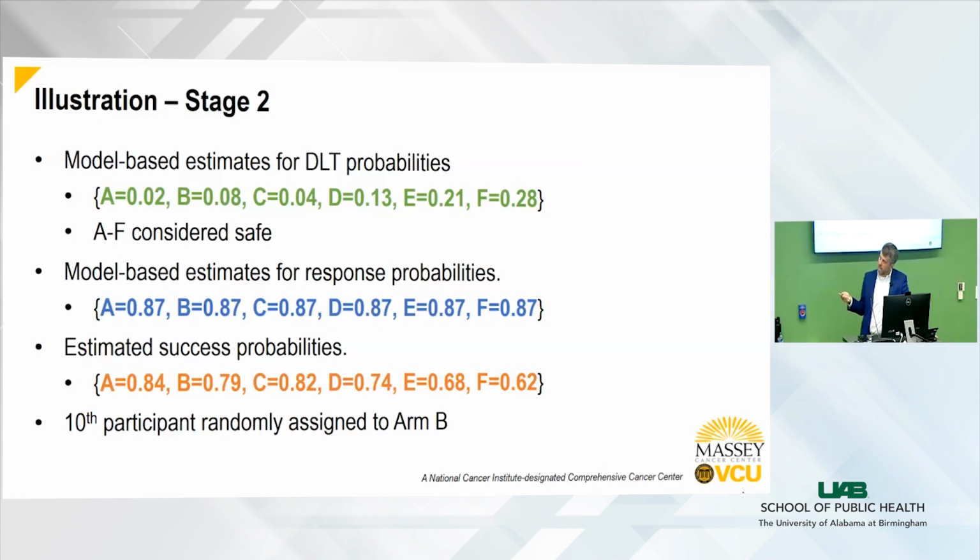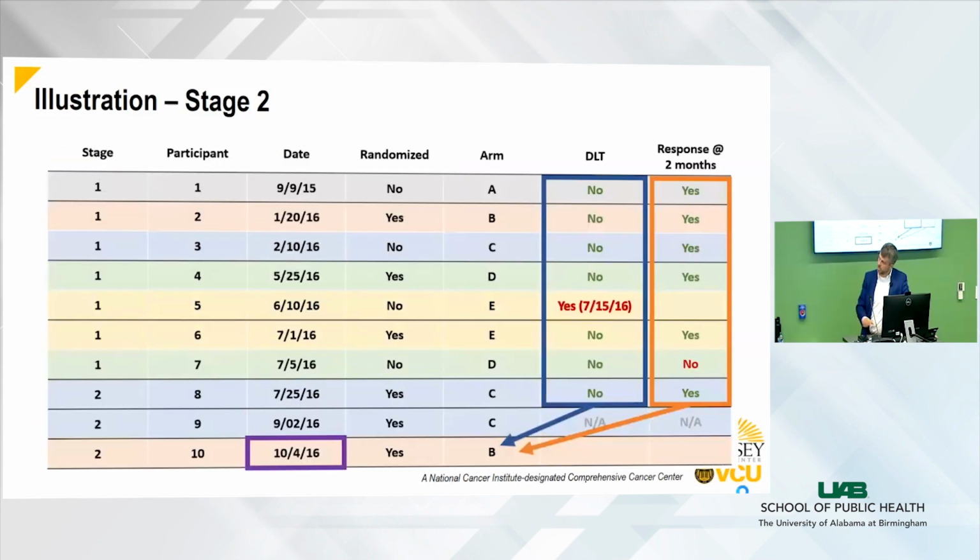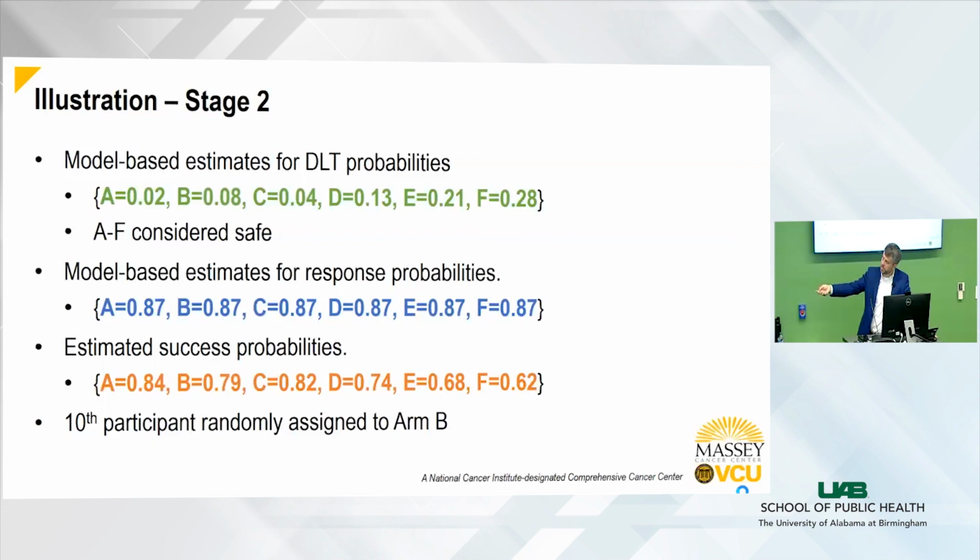This is higher than 25%, but the confidence interval lower bound was not, obviously. So A through F are deemed safe. Model-based estimates for response probabilities: using all of the efficacy data as responses led every dose to be the same in terms of efficacy. So the success probabilities are just the blues times 1 minus the green, and I get these success probabilities in orange, and then randomly assign one to arm B in this case.